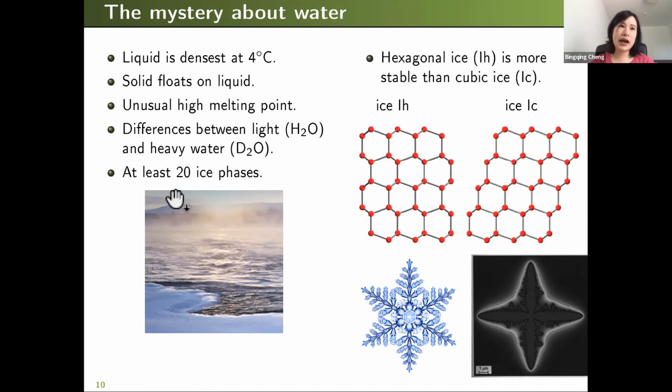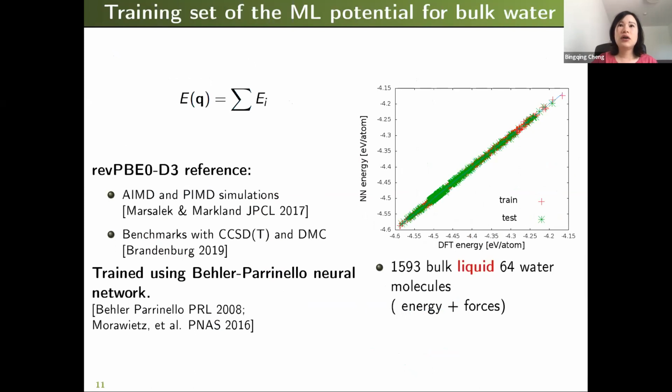Ice is also very polymorphic, and for the two ambient pressure phases, hexagonal ice and cubic ice, if we do density functional theory calculations, the two have almost identical lattice energy. But we know in nature, all the snowflakes and ice cubes are made of hexagonal ice, meaning hexagonal ice is more stable, but theory is not able to provide an explanation. So we use the Behler-Parrinello framework and train the potential based on a hybrid DFT, RPBE0-D3 level of theory.